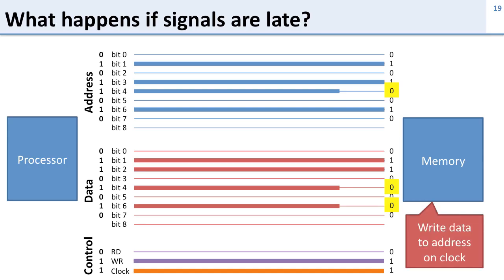So I'm going to go ahead and write the data to the address when the clock rose, but I didn't get all the right data. So now because some of those wires were slow, I've corrupted my data. The only way to handle this is to slow down my clock speed so all the data gets there in time.